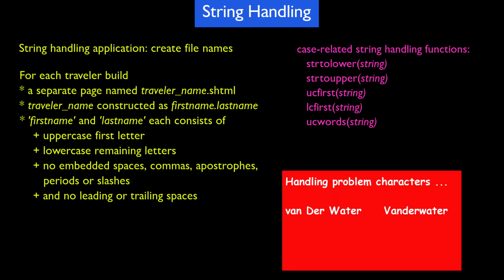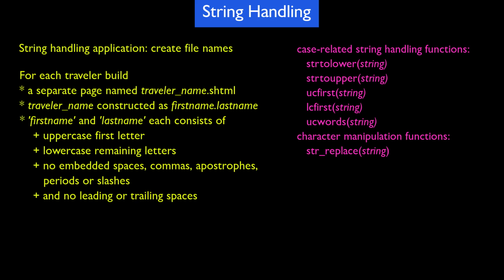For example, Van der Water. Need to remove embedded spaces to get Vanderwater as a single string. De'Luca. Need to remove the apostrophe, and we also changed the case, you'll notice. Elliot, III. Need to remove the comma and space to get ElliotIII. And St. Germain. Need to remove the period and space to get STGERMAIN.